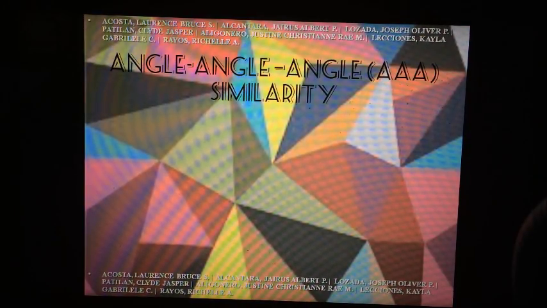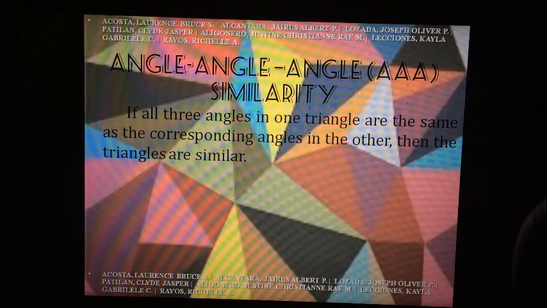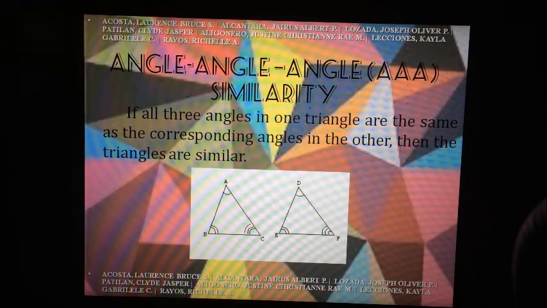Angle-angle-angle or AAA similarity postulate. If all three angles in one triangle are the same as the corresponding angles in the other, then the triangles are similar. Ito ay tinatawag ng AA postulate at tinanggal na ang isa pang angle dahil ganun din ang kakalabasan kapag minus mo ito sa 180 at kinuha ang x or ang remaining value. Parehas silang magiging congruent, which is similar by its nature.